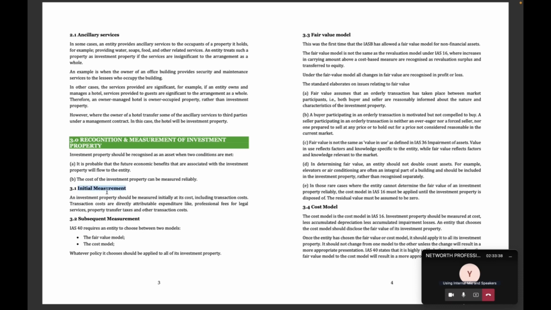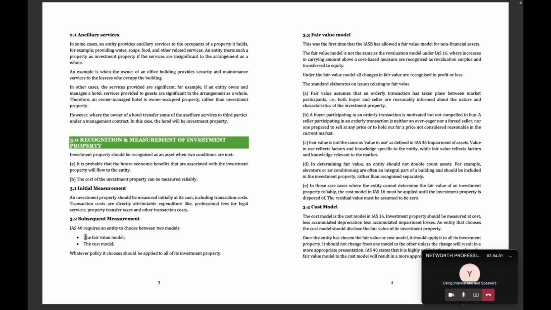And the initial measurement is at cost, right? Just like PPE cost: purchase price, import duties, all of those things, and directly attributable costs that you used to build it or buy it, whatever. That will be the initial measurement. And the subsequent measurement for investment property.